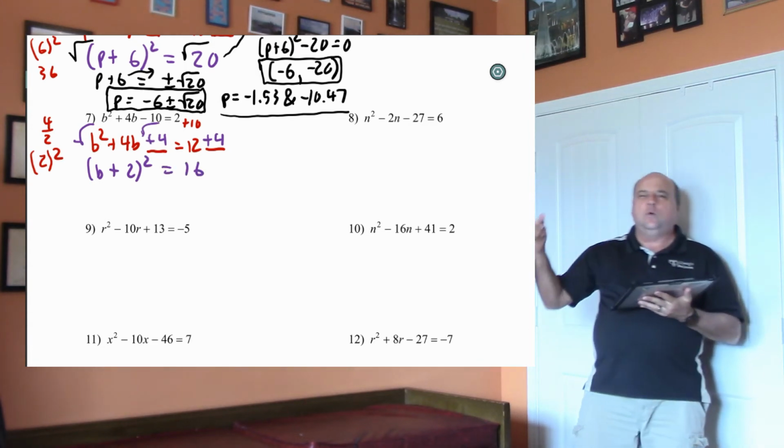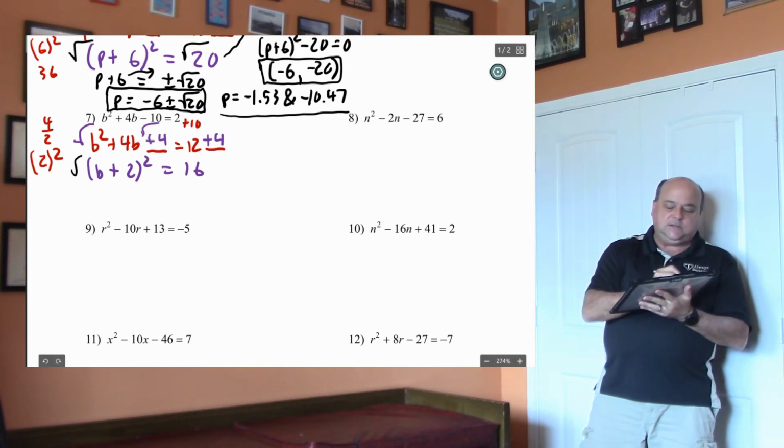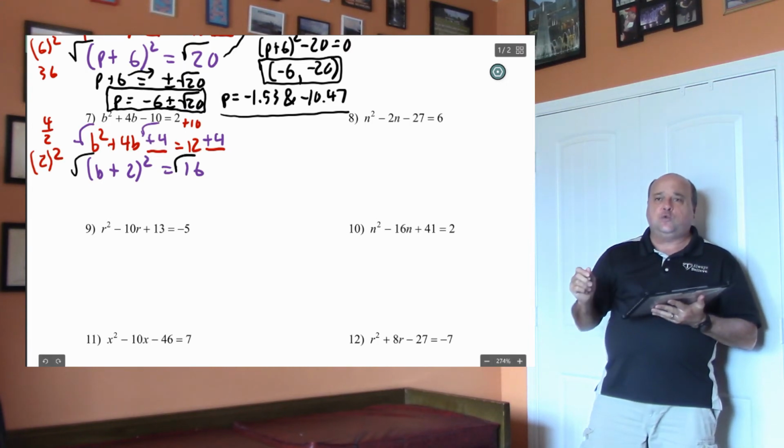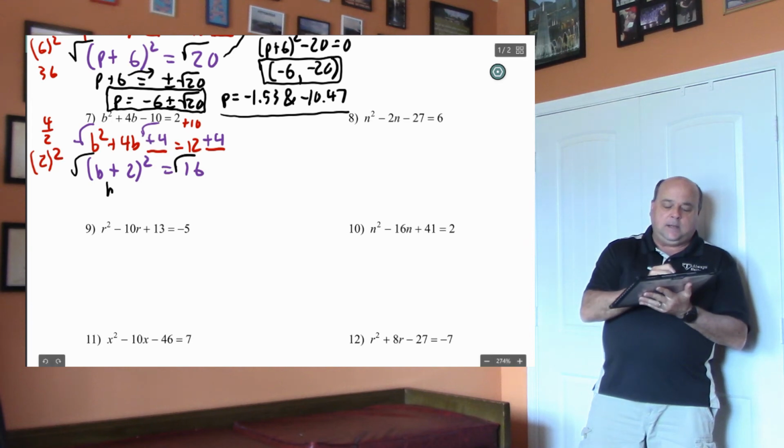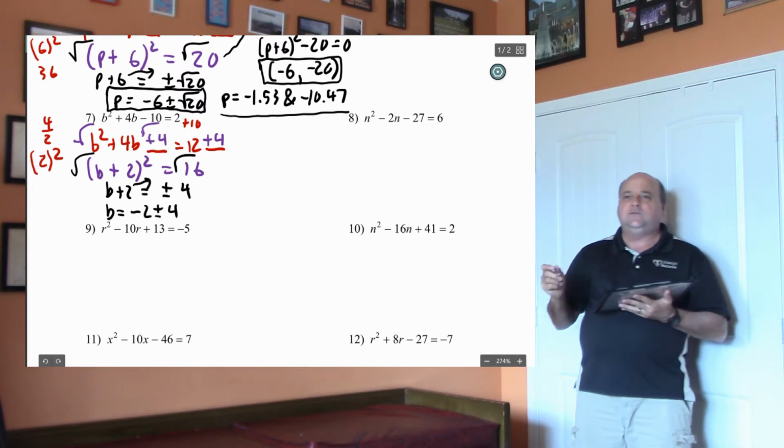This one didn't work. I was wanting to do one more irrational, okay? Now then, square root both sides. And I can get the square root of 16, can't I? So I'm going to get b plus 2 equals plus or minus 4. Now then I'm going to move the 2 over. So my b is going to equal negative 2 plus 4 and negative 2 minus 4.